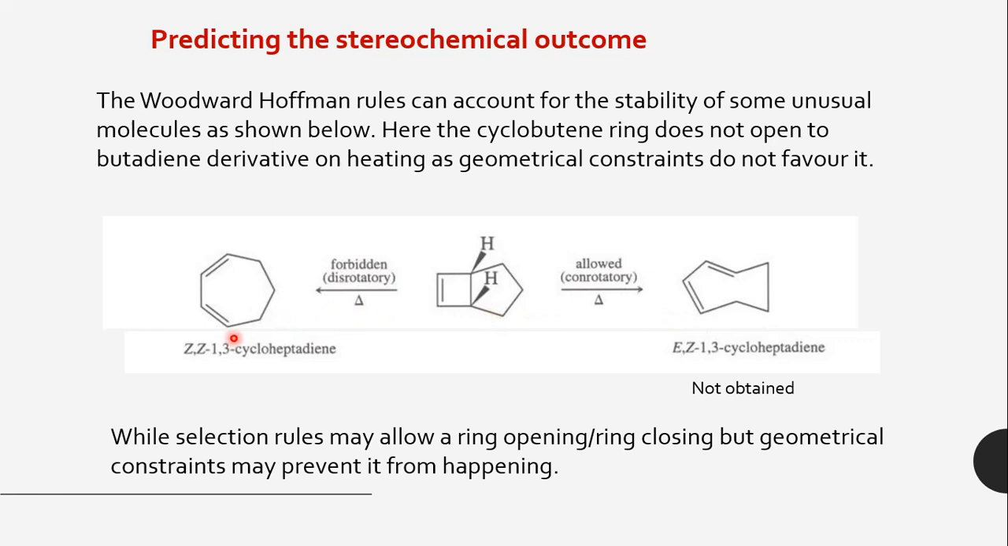A disrotation would give rise to the ZZ-1,3-cycloheptadiene, but you know that under thermal conditions, disrotation is forbidden. So while the selection rules may allow a ring opening or a ring closing, geometrical constraints may prevent it from happening.